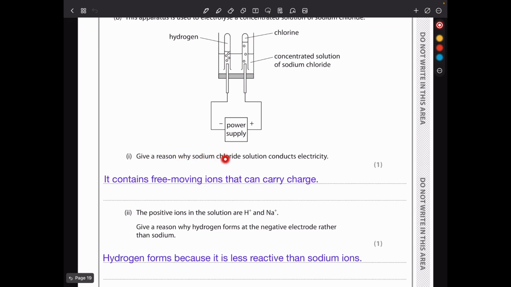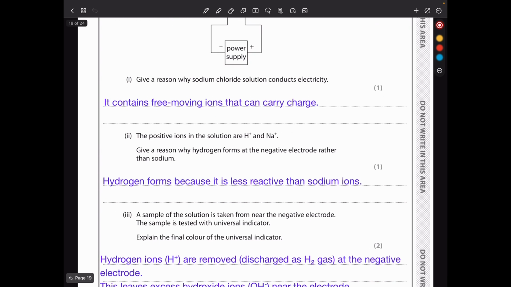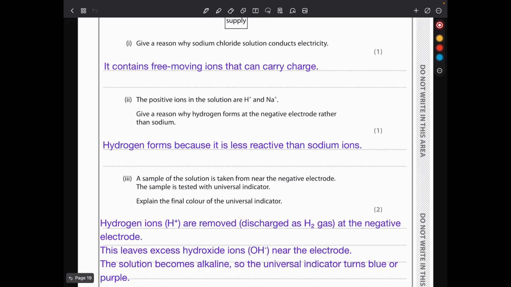So give a reason why sodium chloride solution conducts electricity. It's an ionic solution, so it contains free ions that can carry charge. The positive ions in the solution are H plus and Na plus. Give a reason why hydrogen forms at the negative electrode rather than sodium. It forms because it's less reactive than sodium.